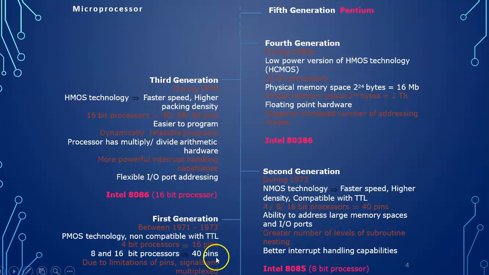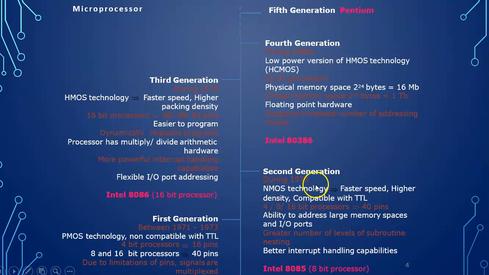For the first generation, as you learn microprocessors, you should know the first generation of microprocessor, invented by Intel in 1971. That is the first microprocessor in the world. It is the 4004 and just a 4-bit processor. But for the first generation, between 1971 and 1973, they came out with not only a 4-bit processor, they also came out with 8 and 16-bit processors.